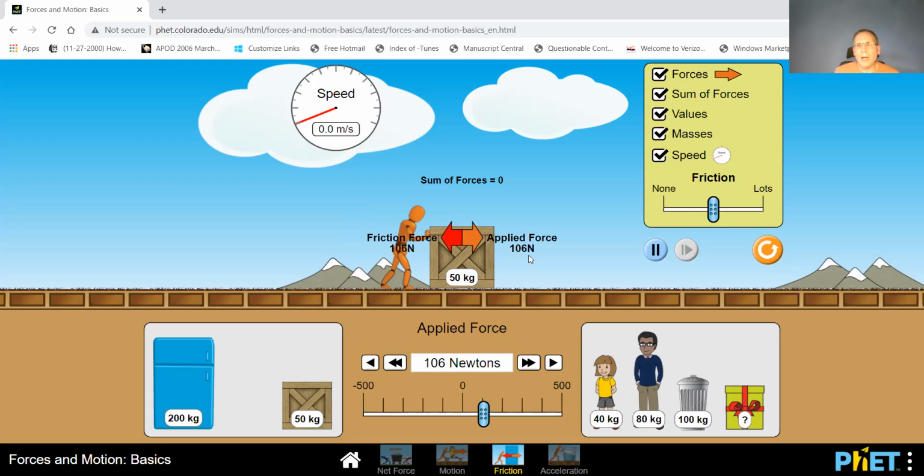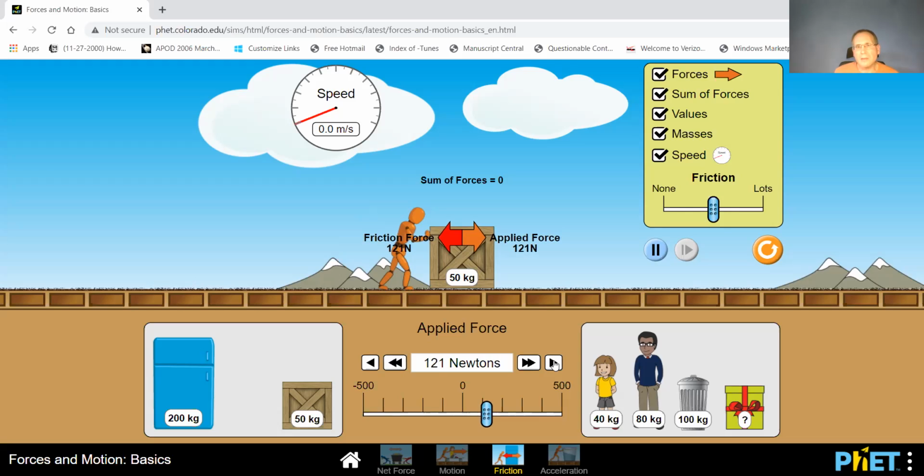See how my applied force is like 106. The frictional force is also 106. Sum of force is 0. Right now, what type of frictional force is this? Well, this is a static frictional force, right? And it's increasing to match my force. But at some point, and you have to keep increasing this, you'll find it, at some point, the cart will start moving. So you just increase it by 1.